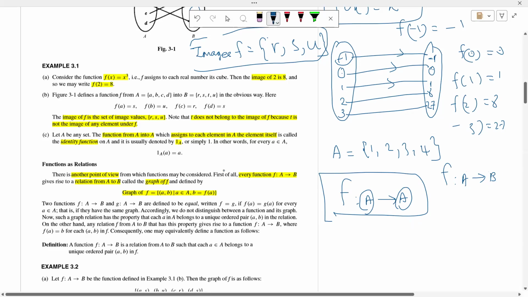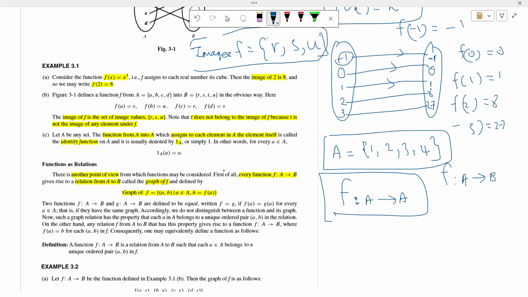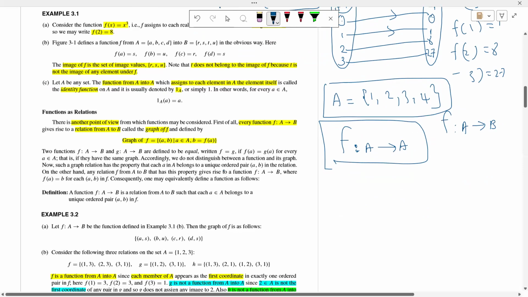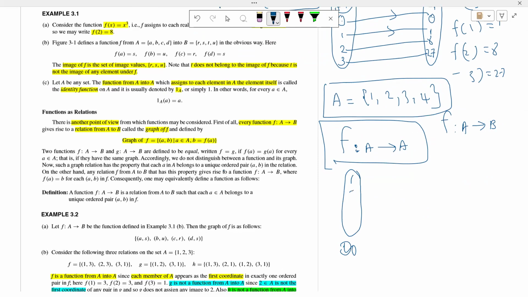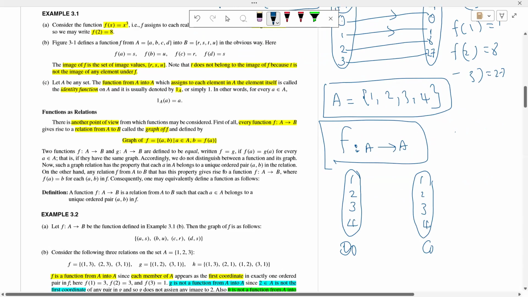Now, if you look at here, the identity function, domain and codomain have the same set, right? So if you look at A, it has these 4 elements. If I write a function this way, this is the domain. The domain contains the elements 1, 2, 3, 4, right? The codomain also contains the elements 1, 2, 3, 4. This type of function we can call an identity function.